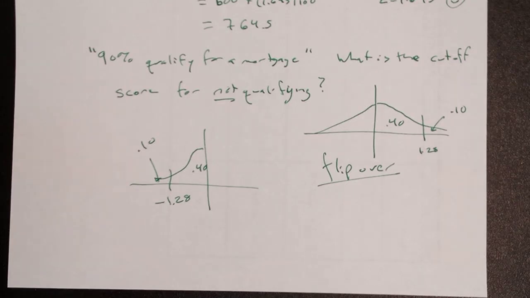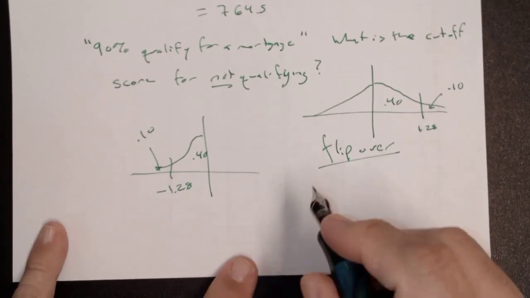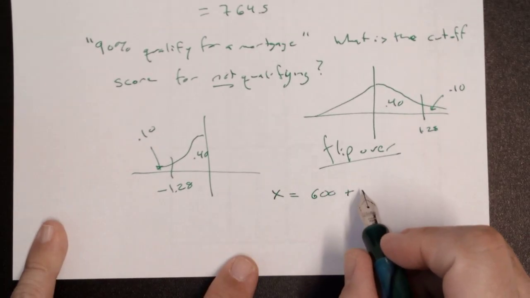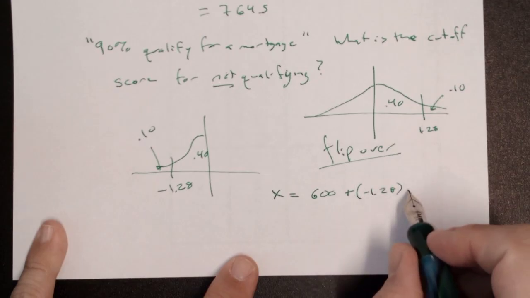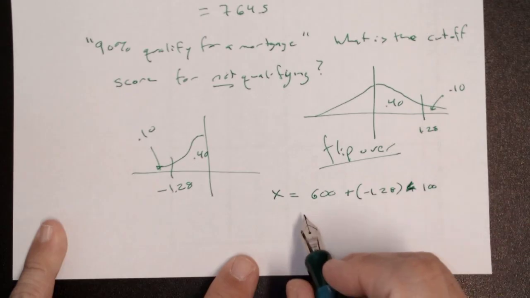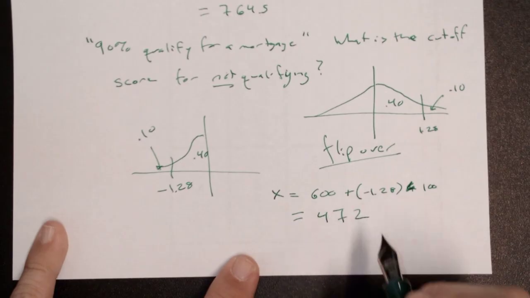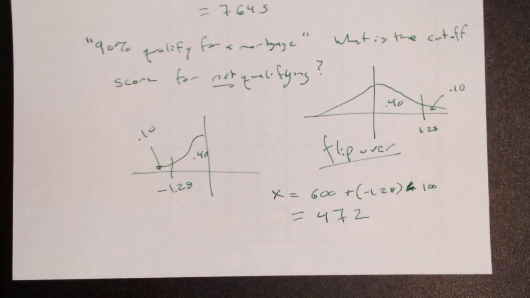So X is 600 plus negative 1.28 times 100. So that's 600 minus 128, which is 472. Ta-da!